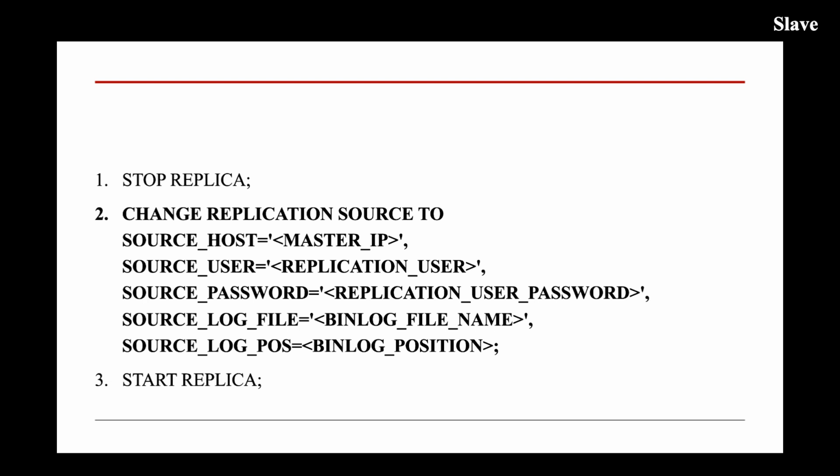Source_user is the replication user we created earlier on the master server. This is the user the slave will use to log into the master and read the binary logs. Source_password is simply the password of that replication user. Make sure to enter the correct password here so the slave can authenticate with the master.